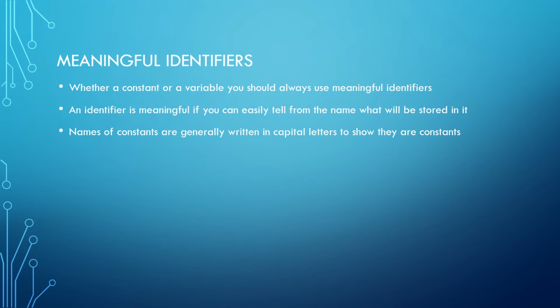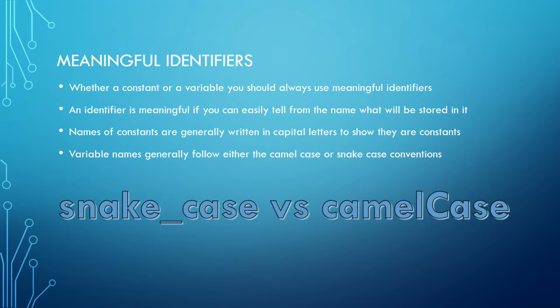For variable names, it's best to choose either snake case or camel case and then stick to it throughout your programming. Snake case is where everything is in lowercase and words are separated by an underscore. With camel case, you start with lowercase, but each new word has a capital letter at the start of it.